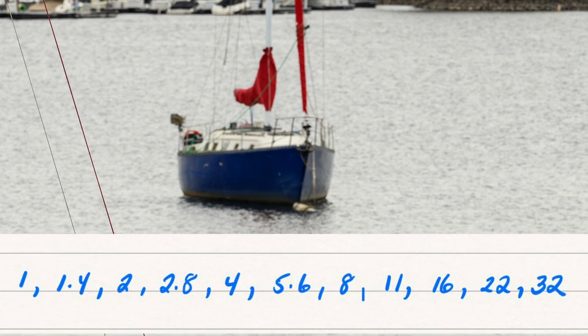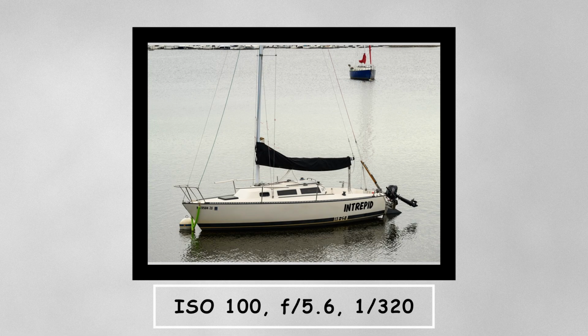So for this example, we're going to close down the aperture to f16. That is 3 stops darker than f5.6. Now we want to keep our shutter speed at 1/320th of a second because that's what eliminated the motion blur in the photo. So the only thing we have left to change at this point is the ISO.